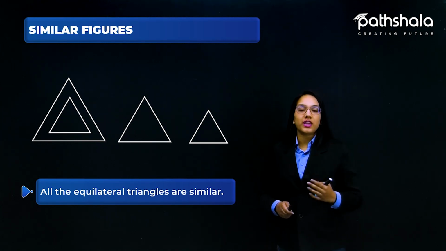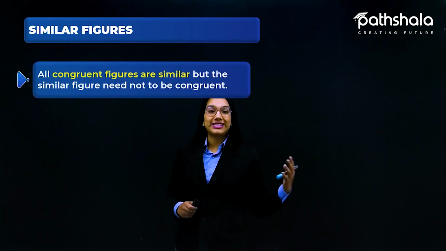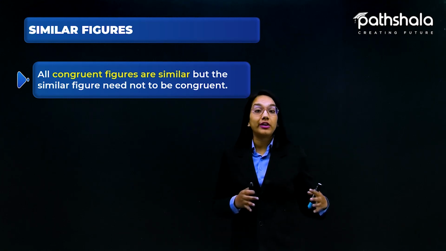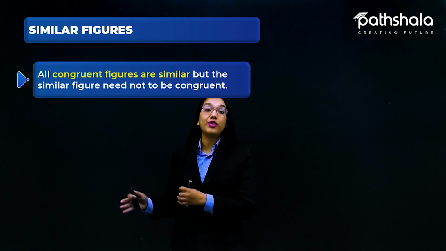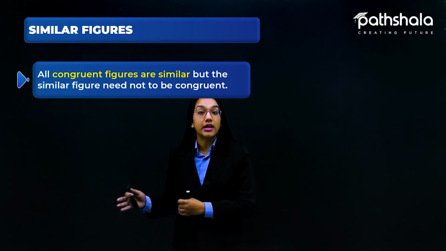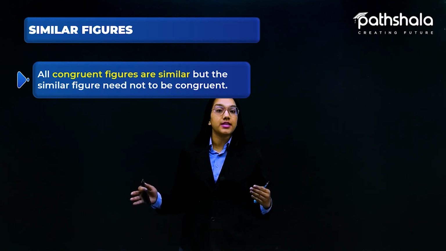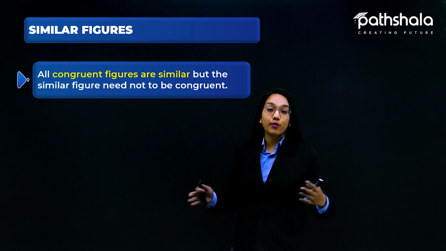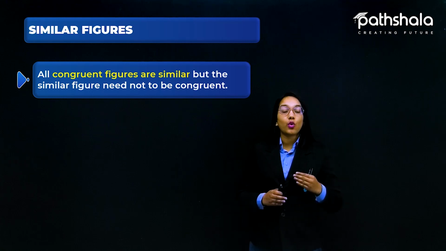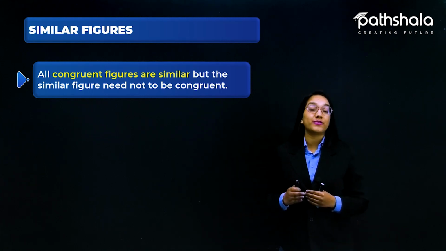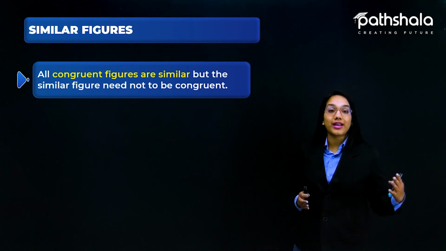Now let us take a general statement: all congruent figures are similar, but similar figures need not be congruent. What does it mean? We can see this from the previous examples. Congruent figures are those that have the same shape as well as the same size. If they have the same shape and same size, they are definitely similar to each other.